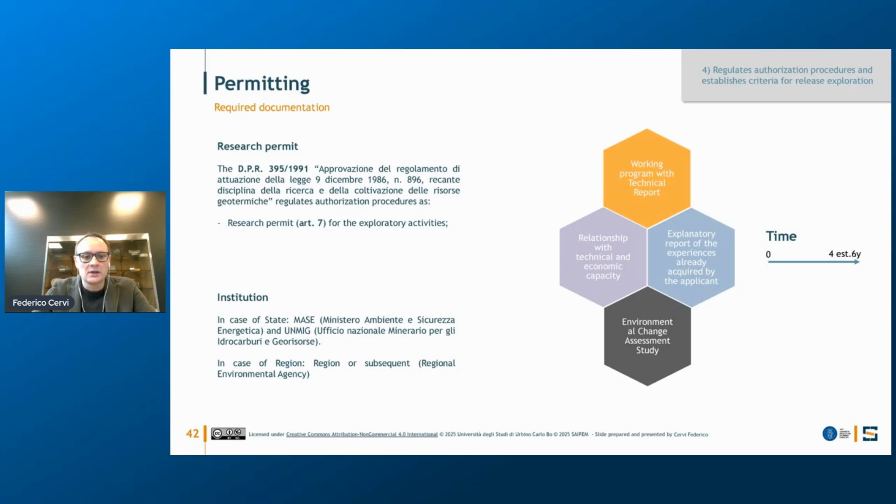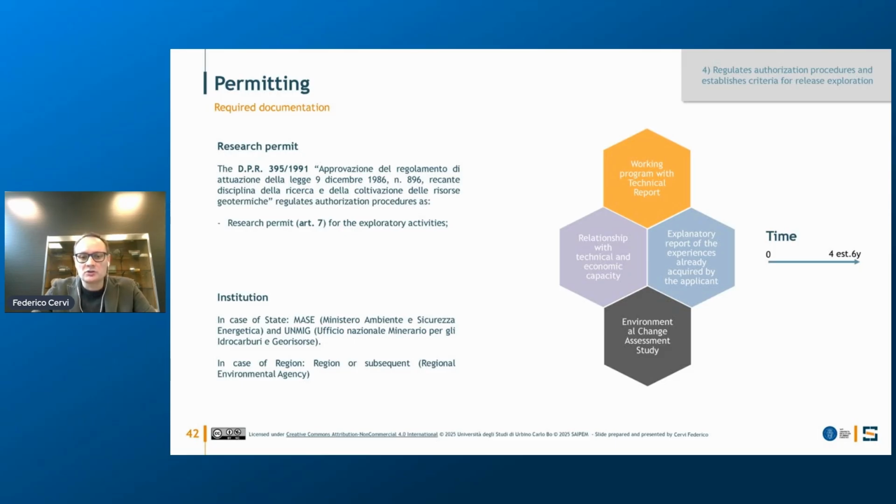Specifically, for an exploration permit application, in addition to the application itself, the documents listed in Article 7 of Presidential Decree 395 must be submitted, as illustrated in the honeycomb diagram included here. The submission must include a work program accompanied by a technical report, a report outlining the applicant's prior experience in mining activities, particularly in the geothermal sector, a report on technical and financial capabilities, and finally, a preliminary qualitative study of the potential environmental impacts associated with the project.